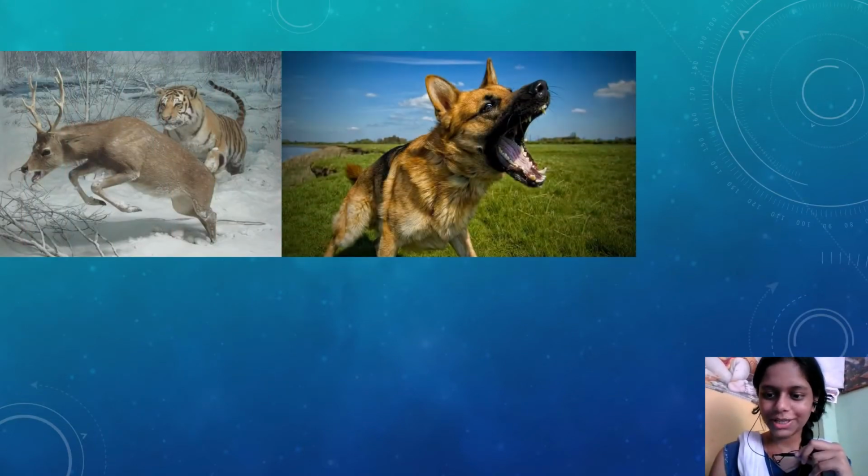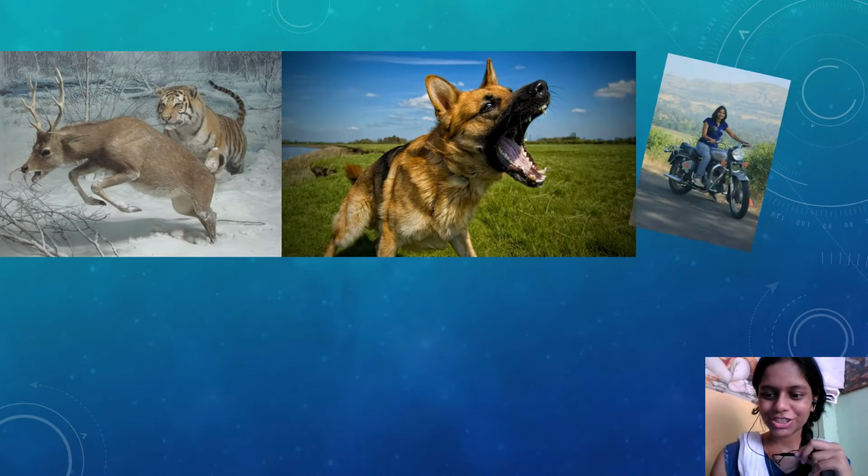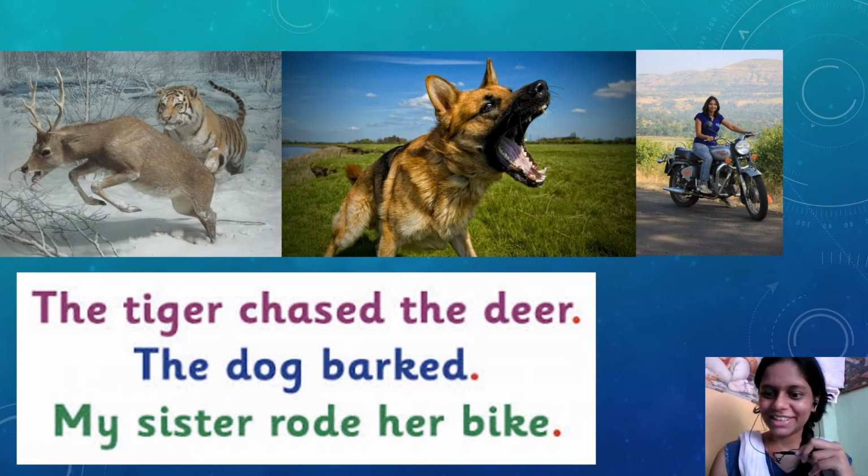Now, see these pictures. Can you frame a sentence while seeing these pictures? Yes, sentences like this: the tiger chased the deer, the dog barked, the sister rode her bike. So these are sentences. Tell me, what do you mean by sentences? Yes, very good. A group of words is known as a sentence.